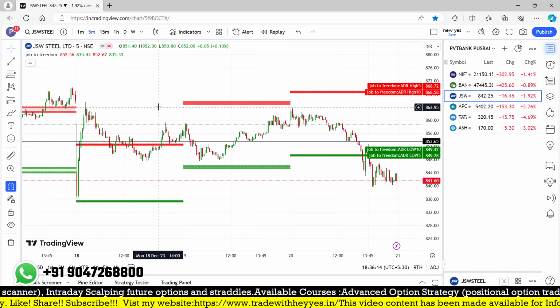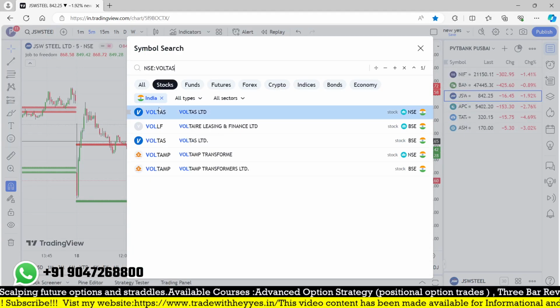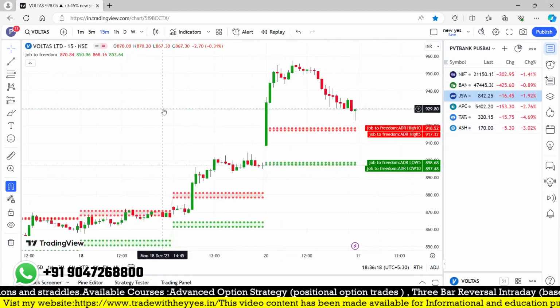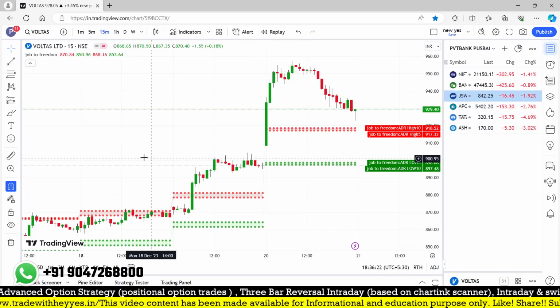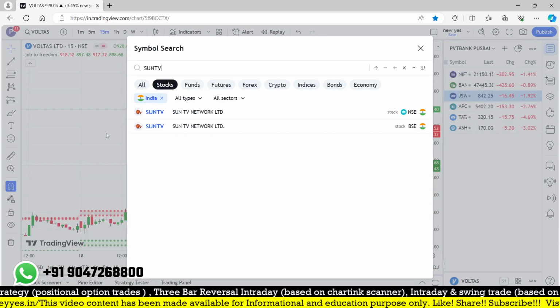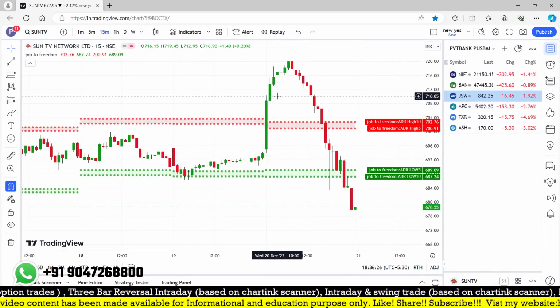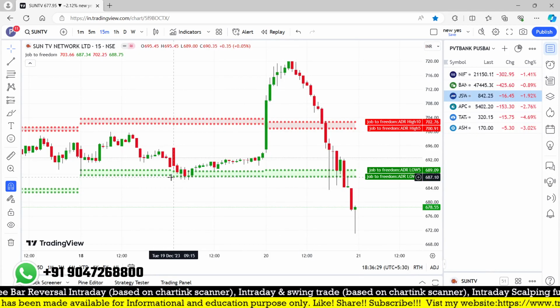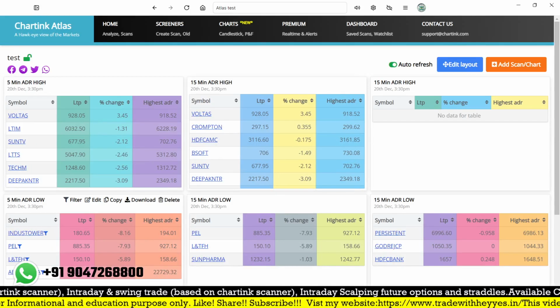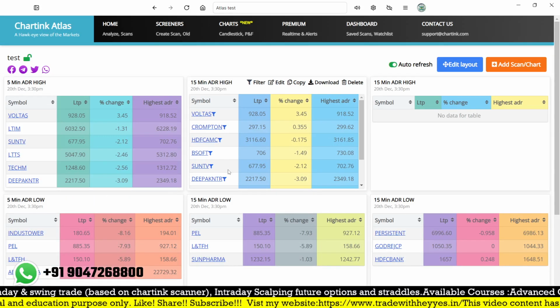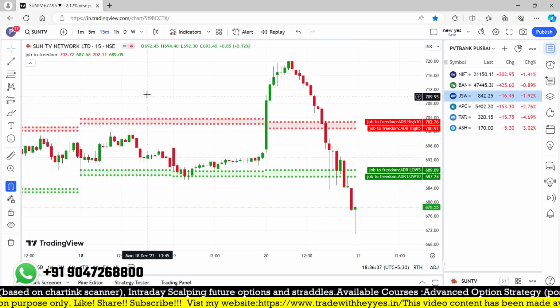On the 15-minute time frame, a big candle. But after the breakout at 936, it zooms towards 957. Sun TV on 15 minutes, that also gave you the breakout after 710 to 720. And these are all the stocks which I saw in this particular dashboard. And HDFC AMC in the 15-minute time frame, that was a good move.